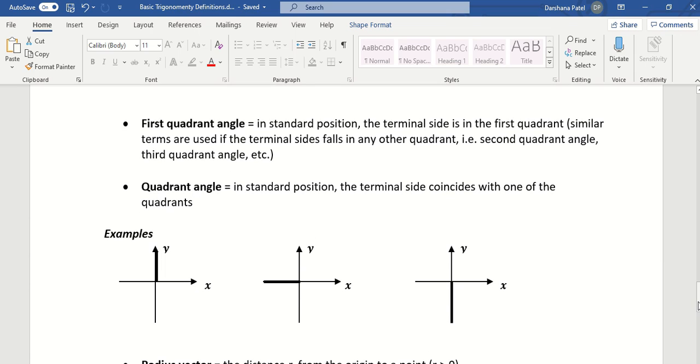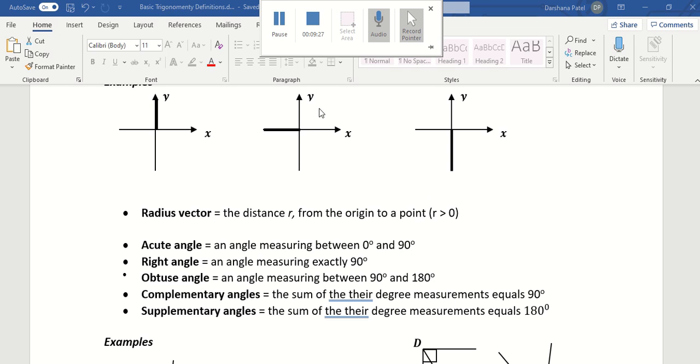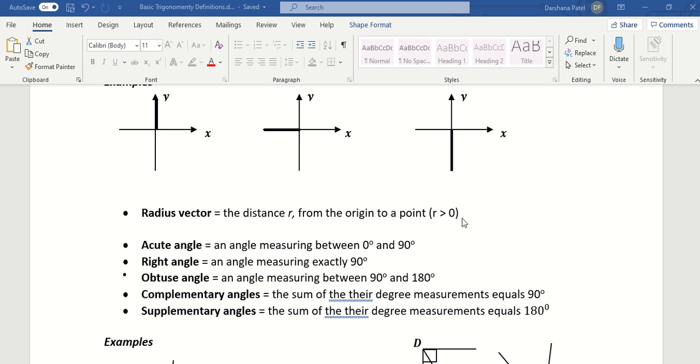A first quadrant angle is one in standard position whose terminal side is in the first quadrant, and similar terms are used for terminal sides that fall in any other quadrant. So this example here is an angle in the second quadrant, a third quadrant angle, and this is the fourth quadrant angle. In standard position, the terminal side lies in one of the quadrants. Okay, so this one is in the first quadrant because it is between the first and second quadrant. Radius vector: the distance from the origin to the point, we call it the radius vector. So this is our radius vector, this is our radius vector, and so on.